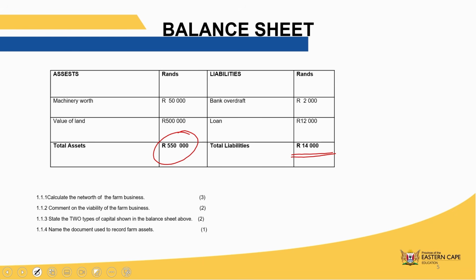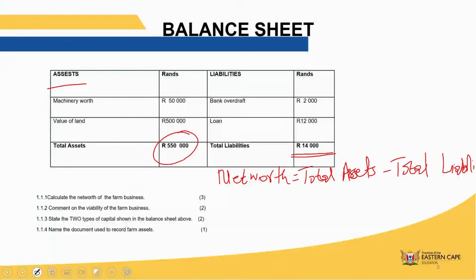Now we have the questions 1.1, calculate the net worth of the business. You are not calculating the net income or profit or loss. That is the net worth, not the network. The net worth equals to total assets minus total liabilities. Do not change the formula. So the total assets is 550,000 minus 14,000 rands.